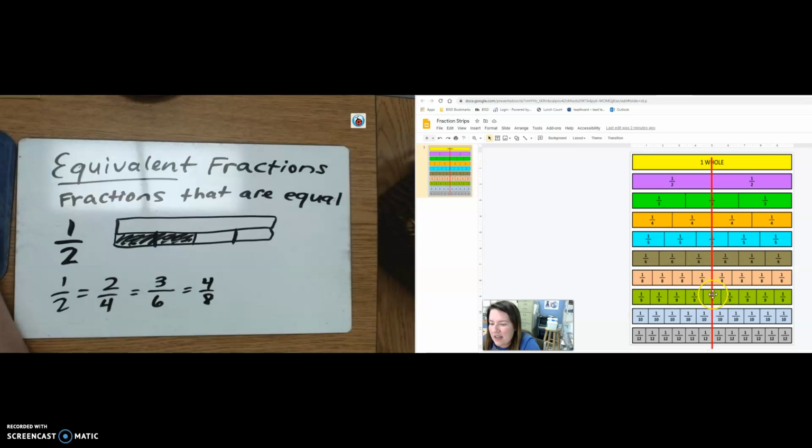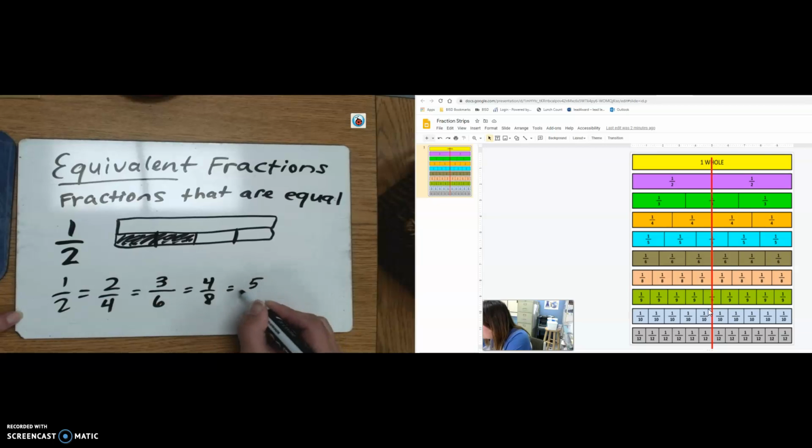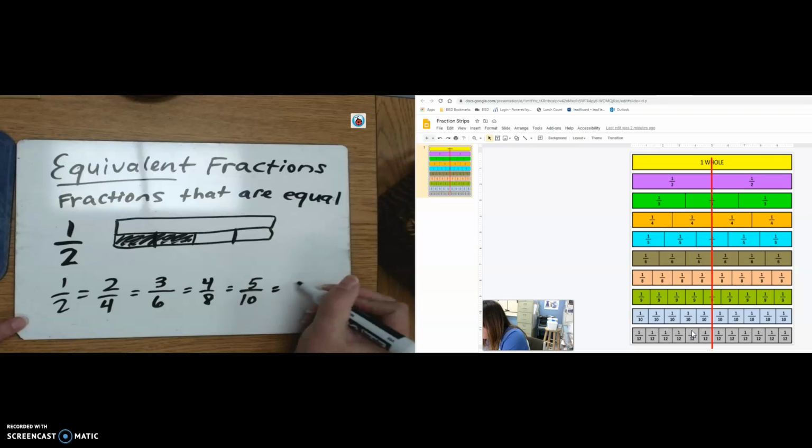Are there any 9ths that are exactly equivalent to a half? No, look, this one cuts this one in half, so it's not exactly. What about the 10ths though? That one is straight on the line. How many 10ths is exactly half of this whole? Looks like 1/10, 2/10, 3/10, 4/10, 5/10. 5/10 are a half. And then what about the 12s? 1, 2, 3, 4, 5. Look, 6 of them. 6 12s is equal to a half.